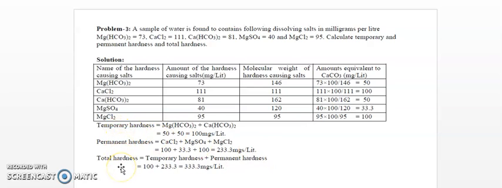Now the total hardness equals temporary hardness plus permanent hardness. So here we put the values of temporary and permanent hardness, and we get 333.3 milligrams per liter total hardness.